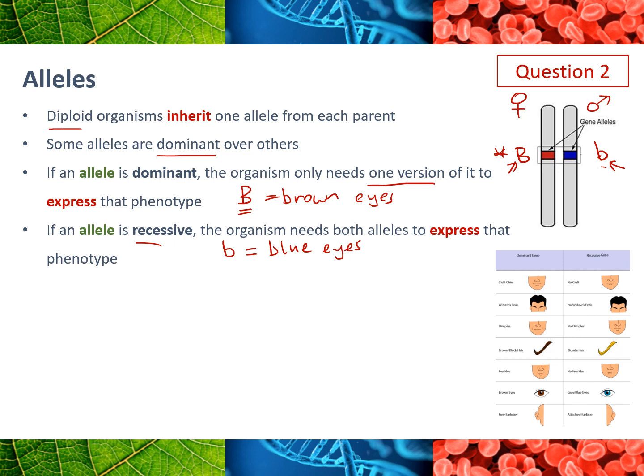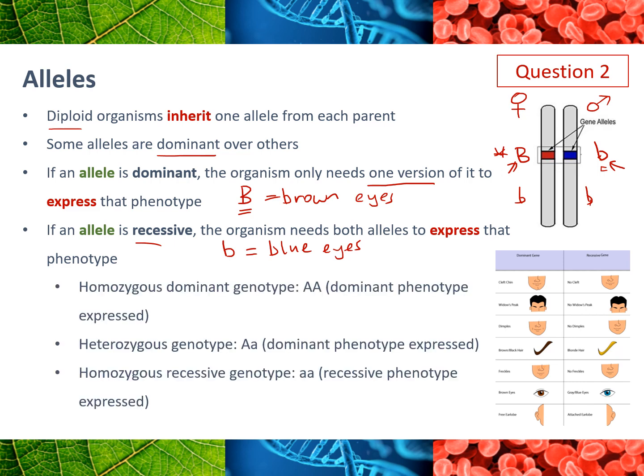If there were two of this little b, so a little b and a little b, the person would have blue eyes. Okay, so that's the difference between dominant and recessive if we are talking about single gene traits, which is what we're going to start with looking at.